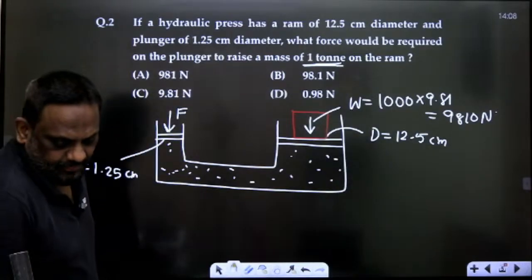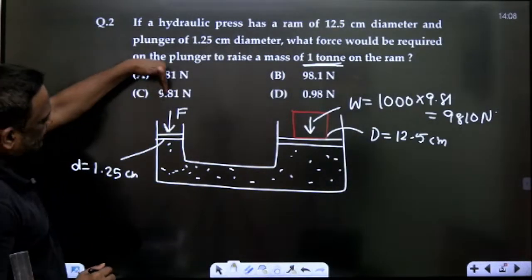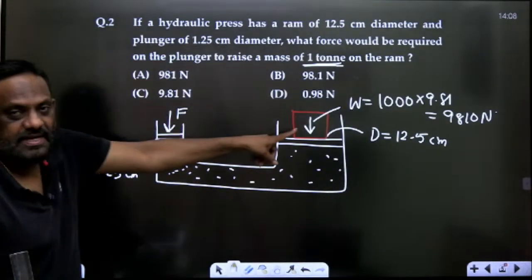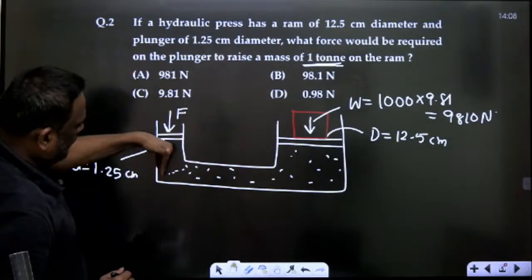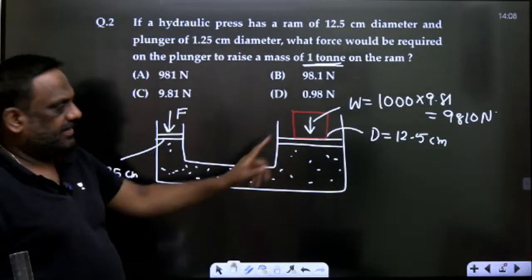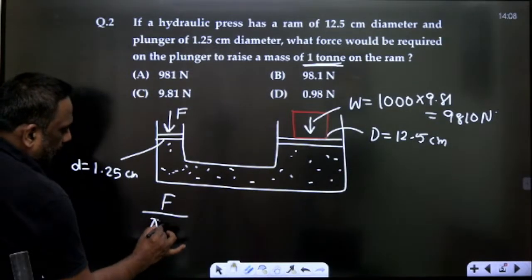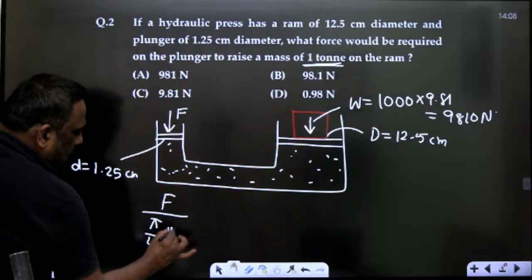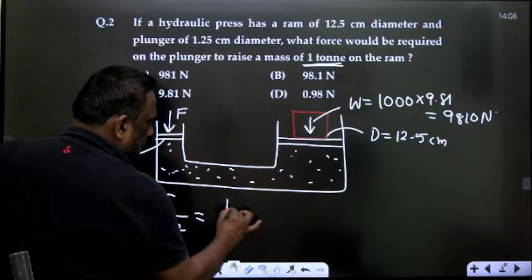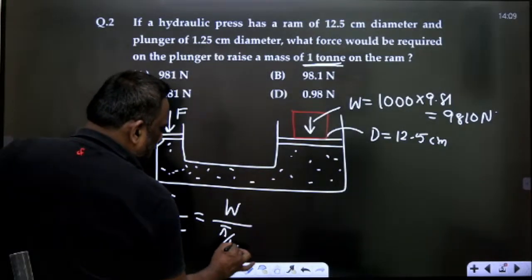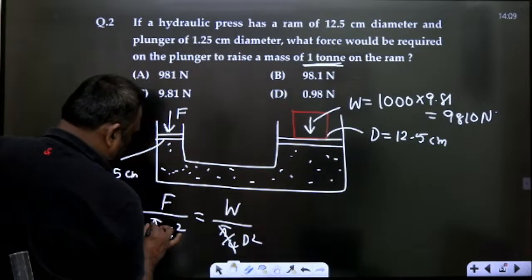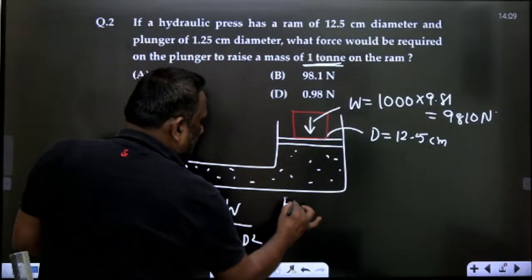Very good. Now, you know, when the pressure is applied at a point, it is transmitted equally in all directions. Whatever the pressure you are applying, the same pressure should be reflected here. So therefore, F by the area, pi by 4 d square, should be equal to W by pi by 4 capital D square. So pi by 4 is gone. F by small d.